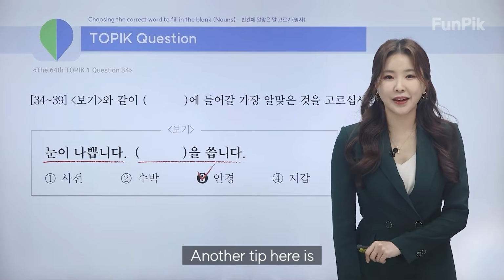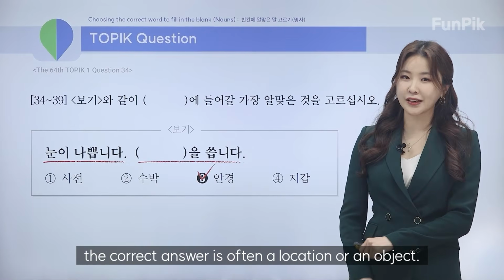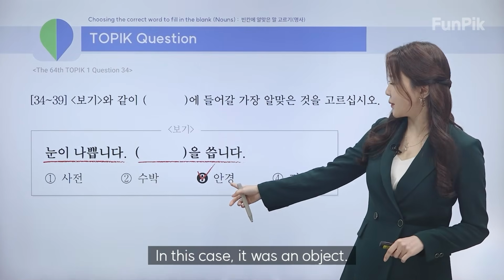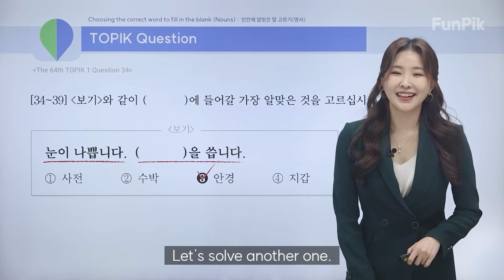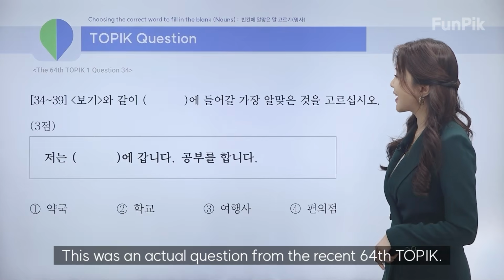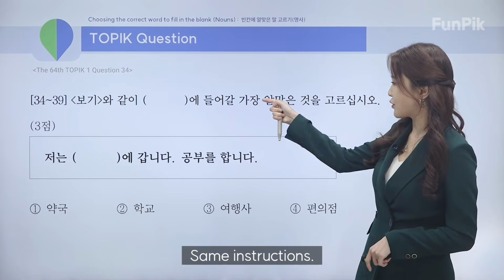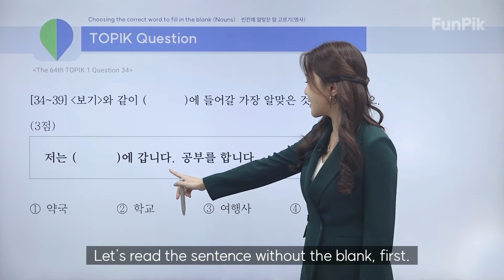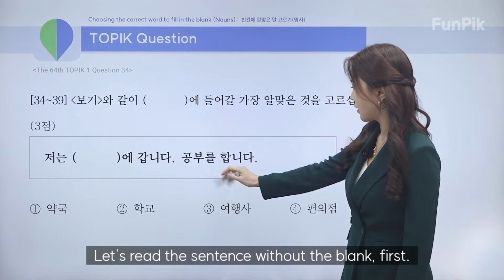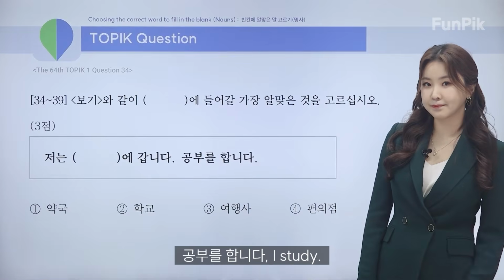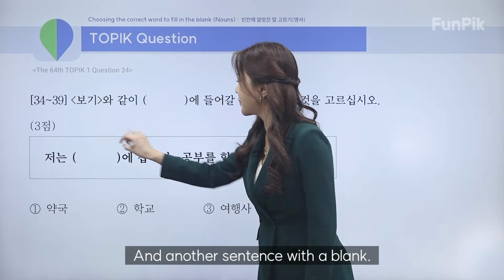Now, another tip here is that the correct answer is often a location or an object. In this case, it was an object. Okay, let's solve another one. This was an actual question from the recent 64th TOPIK. Same instructions. Let's read the sentence without the blank first. 공부를 합니다. I study.